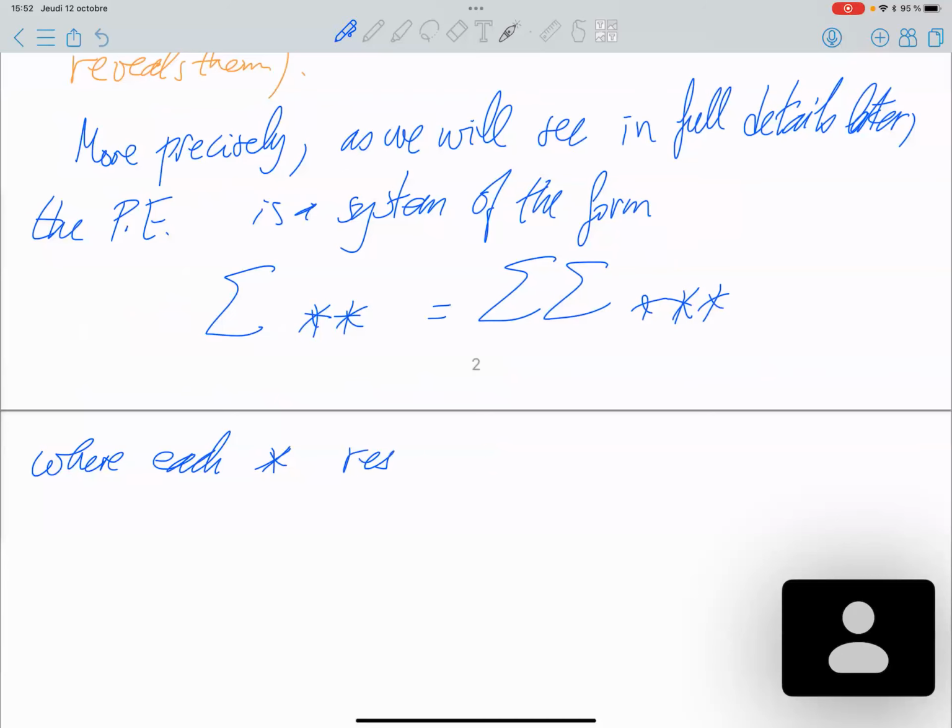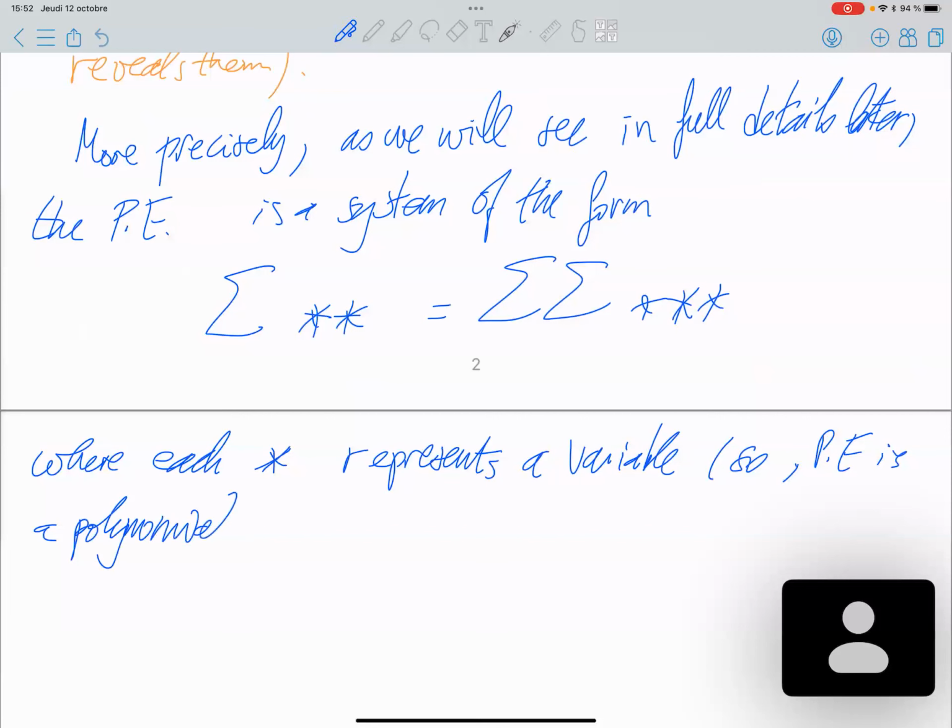So you have several variables, but every variable is represented by this symbol just to explain, just to provide the idea of a variable. So the Pentagon equation is a polynomial system of degree 3.